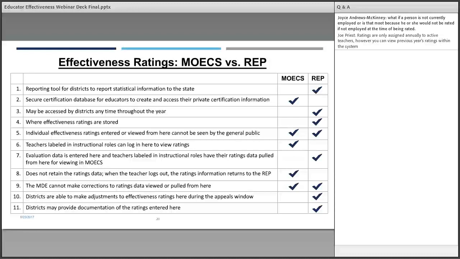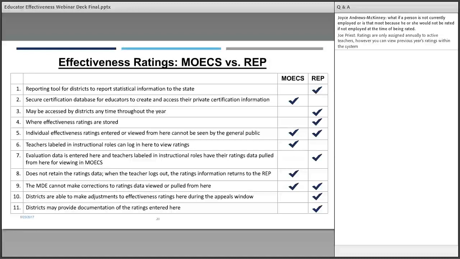And districts are able to make adjustments to effectiveness ratings in the REP during the appeals window, which is September 1 to December 1st, or December 1. Please note, only ratings found to be inaccurate can be appealed and possibly changed during the appeals window. MDE cannot make changes to ratings.